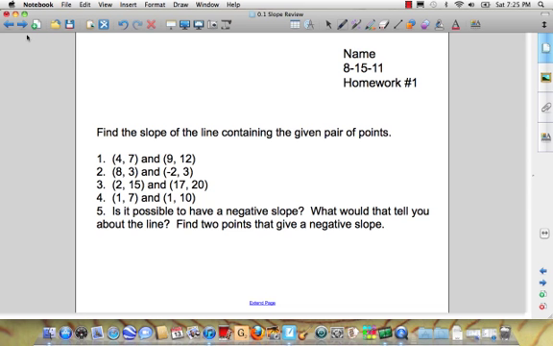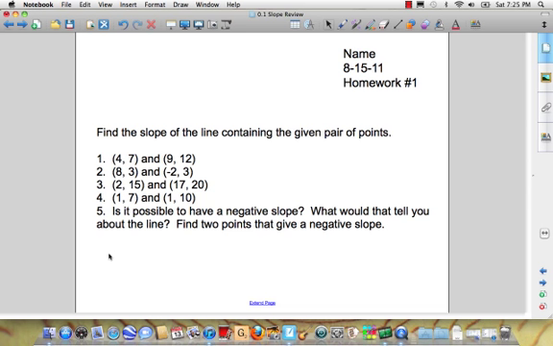Get out a clean sheet of paper using pencil. Please write your name, today's date, and homework number 1 in the upper right-hand corner. And then the first 4 problems are just like the example I just did. So for the first 4 problems, what you want to do is plug into the slope formula and find the slope of the line. And then on the 5th question, I'm asking you to think about something. I'm typically going to do that, give you 1 or 2 problems at the end that are more challenging and require you to go beyond what you saw in the video tutorial.